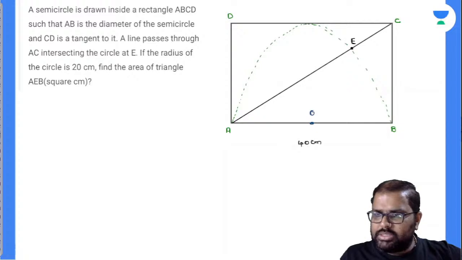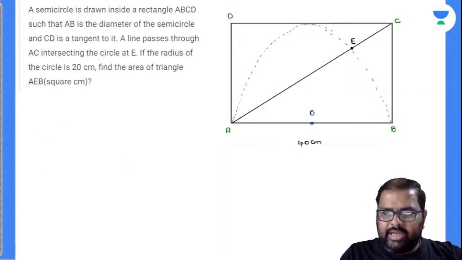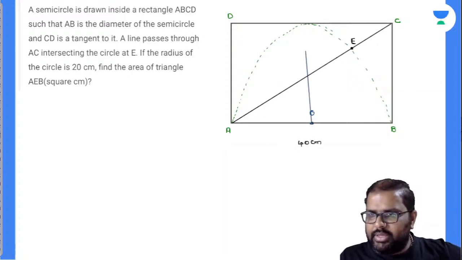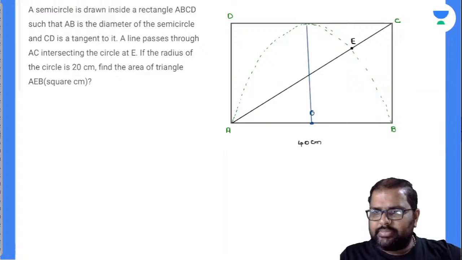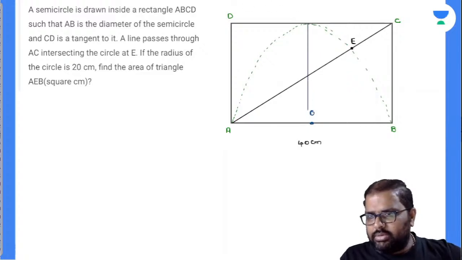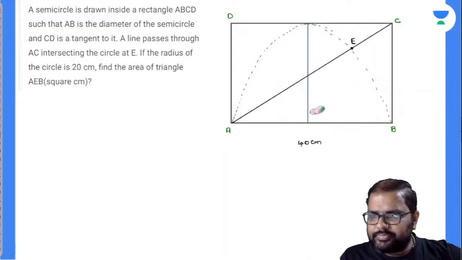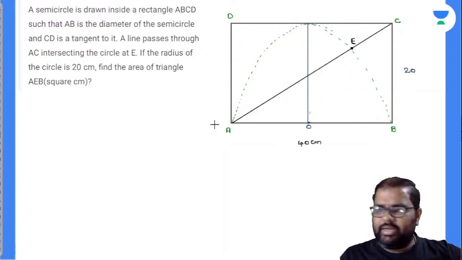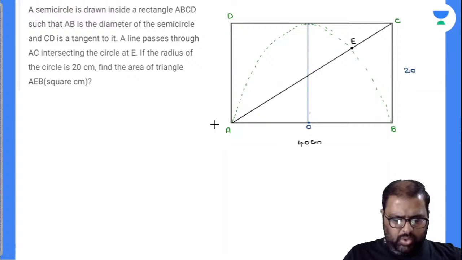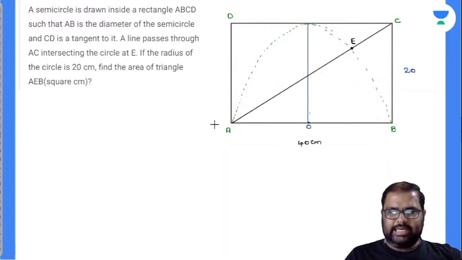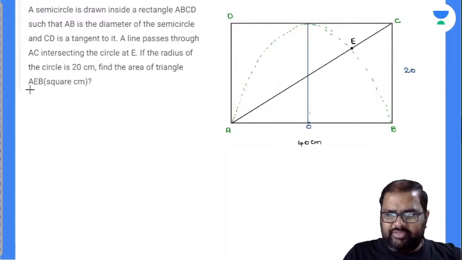Everybody knows about this. And you closely observe there, if I take a line segment from here to here, is this nothing but called radius? Am I right or wrong? Yes, this is radius. What is this length there? 20. If this length is 20, your BC length will also be 20. Let's see, I'll explain to you. Find the area of the triangle AEB is the question asked.